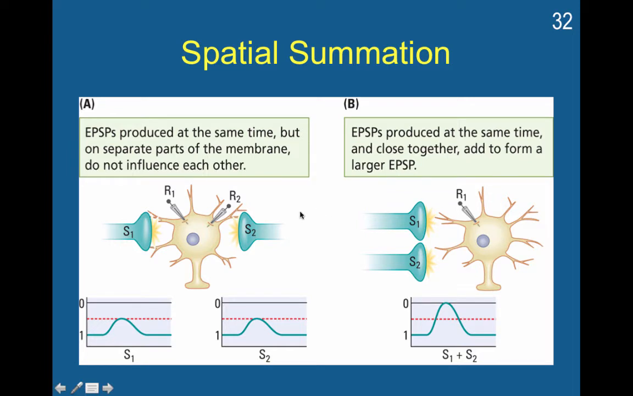Here's an example of spatial summation. Again, I gave this example across the tree here. You have these opposite sides. If they come on opposite sides, even if they're at the same time, but on separate parts of the membrane, then they're not going to influence each other. EPSPs produced at the same time and close together, however, can form a larger EPSP, a larger potential that passes threshold and will enable the neuron to fire.